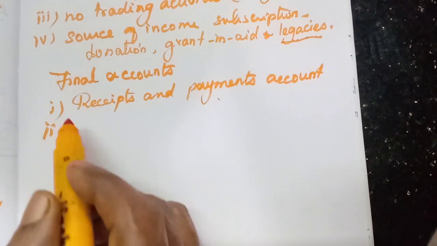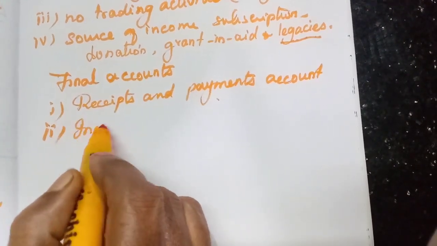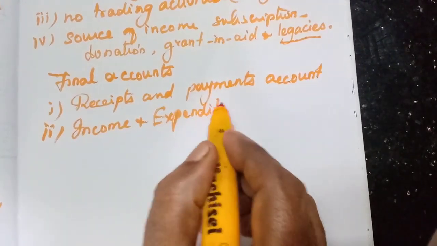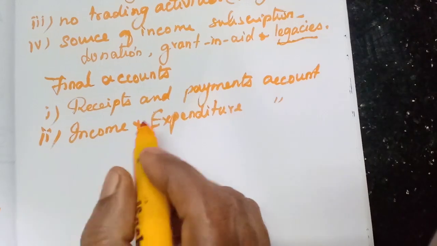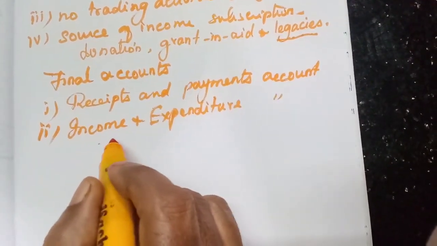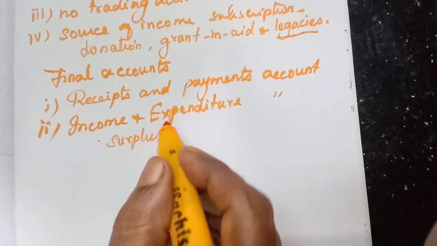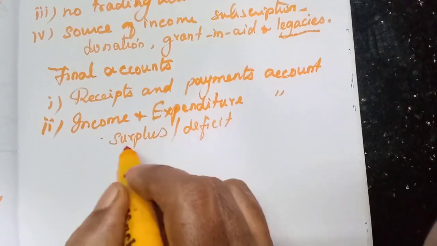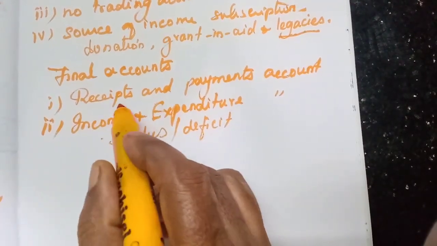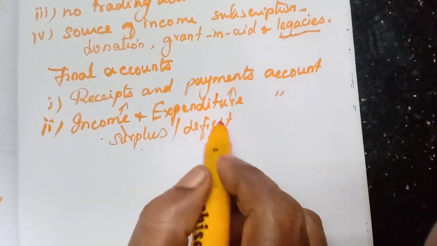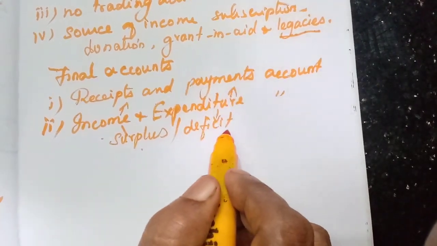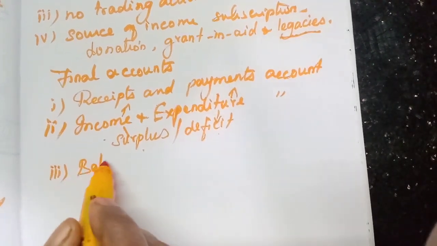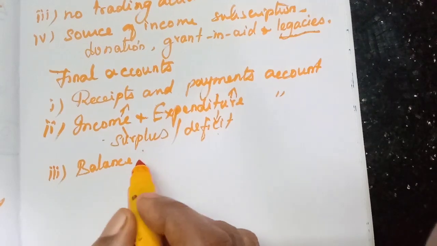Then after that, they have to prepare the income and expenditure account. This income and expenditure account is prepared instead of the profit and loss account. From this, they can calculate the surplus or deficit. If the income is more than the expenditure, we get surplus. If the expenditure is more, we will get deficit. Then after that, they have to prepare the balance sheet with all the properties they have and the loans, all the liabilities.